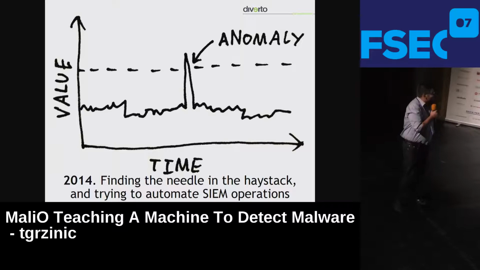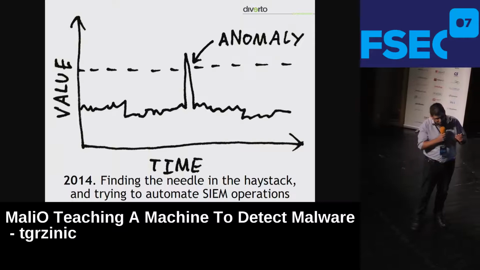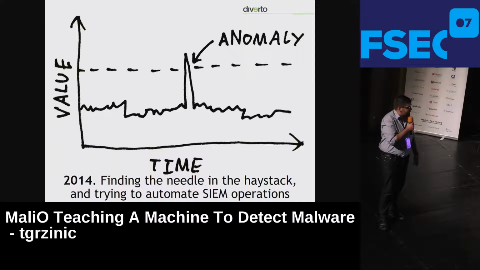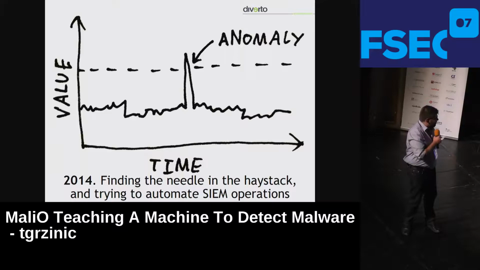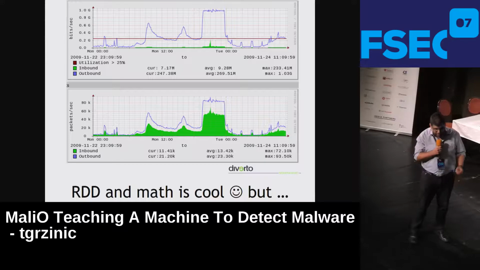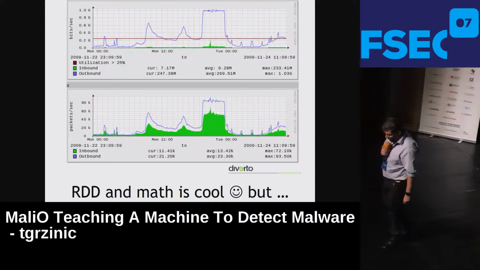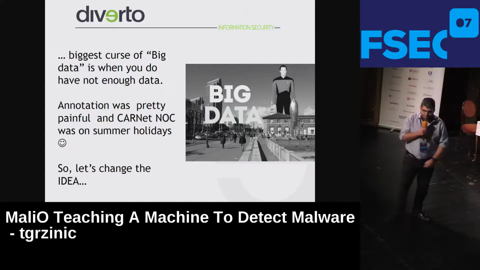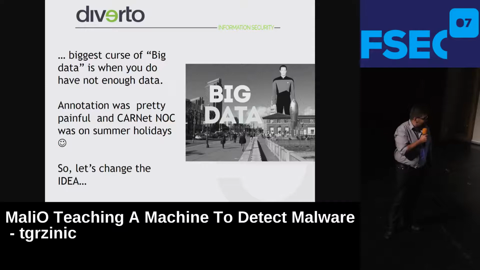Back in 2014, I was trying to write my PhD thesis and find a topic. Basically, I was trying to detect anomalies in time series. I was analyzing logs, and I had a big problem. I was working at Carnet, and I had a lot of data. It was cool, and I was doing math, which I love, but I had one big problem. The biggest curse of big data is when you don't have enough data. The Carnet NOC, the Network Operations Center, was on summer holidays. I didn't have any data.